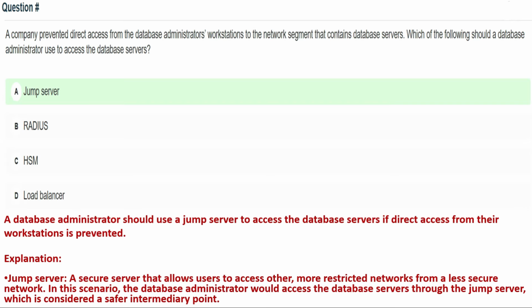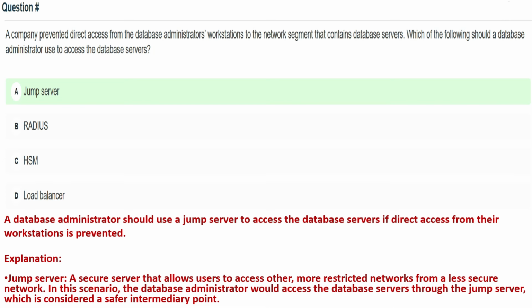Next question is, a company prevented direct access from the database administrators' workstations to the network segment that contains database servers. Which of the following should a database administrator use to access the database servers? Option A, jump server. Option B, RADIUS. Option C, HSM. Option D, load balancer. And the correct answer for this question is option A, jump server. And the explanation is a database administrator should use a jump server to access the database servers if direct access from their workstation is prevented.